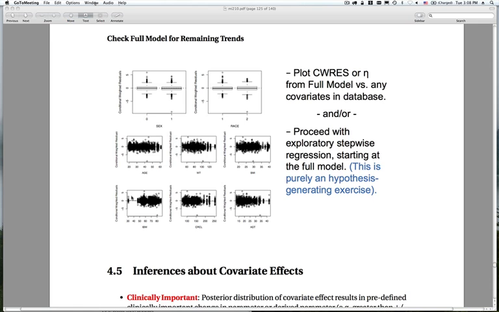The other thing you could do is take that full model, fix the parameters, and then proceed with a stepwise regression, maybe a stepwise forward, starting at the full model being fixed, with the caveat that this is purely a hypothesis generating exercise. These are covariate effects that you didn't really care about. They just happened to be in your data set. But if you wanted to look for a more data mining type exploration, you could do that stepwise approach from the full model.